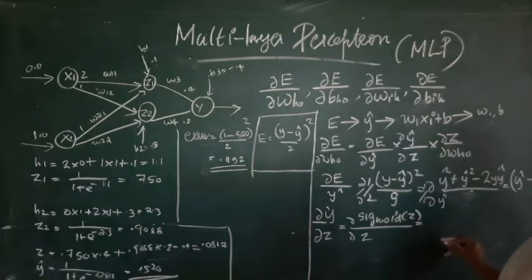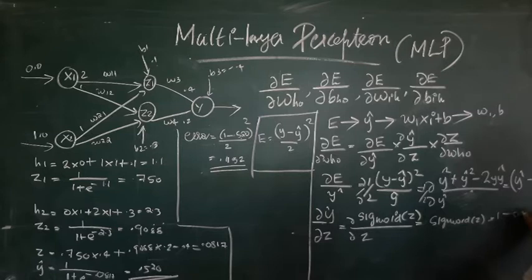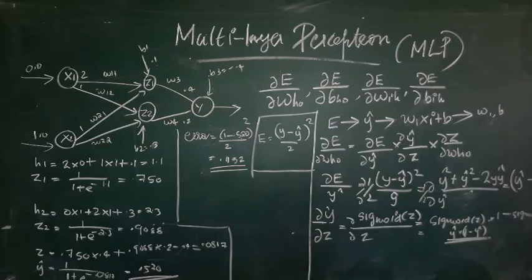This is actually a pretty long derivation. If you are interested, you can see internet references. I am not showing it here. The result of the derivative of sigmoid of z with respect to z is sigmoid of z into 1 minus sigmoid of z. You know that sigmoid of z is ŷ, and 1 minus sigmoid of z is 1 minus ŷ. So we got the second term also.